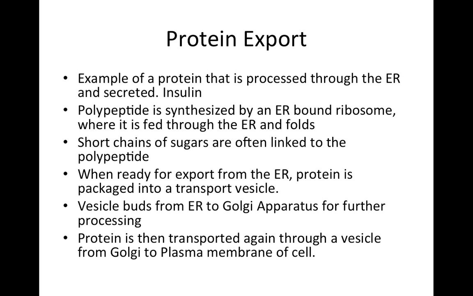Then that protein is finally transported again through a vesicle from the Golgi. That vesicle is taken to the plasma membrane of the cell, where it is ultimately released out of the cell. So for example, with insulin, in the final stages, it'll go from the Golgi, where it's processed, and once it's fully formed insulin, another transport vesicle will take it, bind it to the plasma membrane, and release the insulin out into the bloodstream.